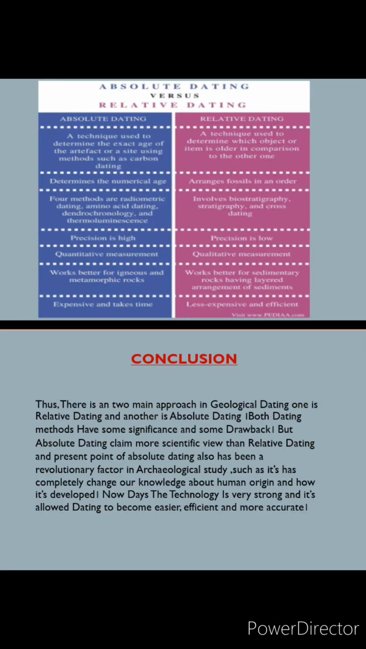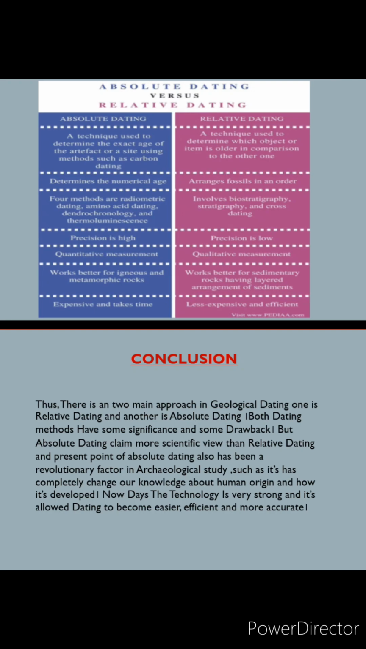Next we present the difference between absolute dating and relative dating. Absolute dating is a technique used to determine the exact age of an artifact or site using methods such as carbon dating. In these points we point out that carbon dating is the most important method in absolute dating.